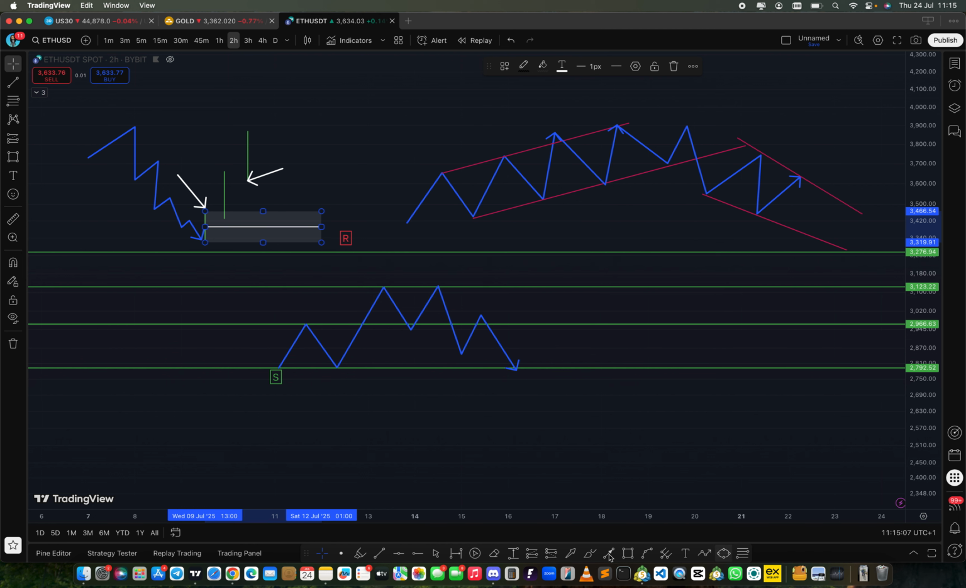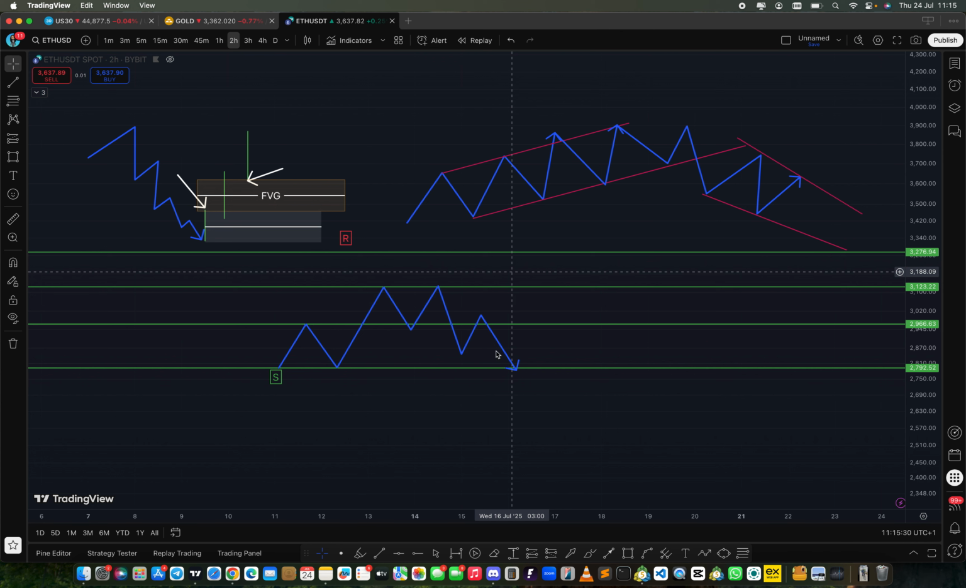Now my fair value gap starts from the base of where it started to the top of the order block. So this is where my fair value gap started from, to the base of this one right now. This is my fair value gap right here. So now this is how to spot your fair value gap and your order block.